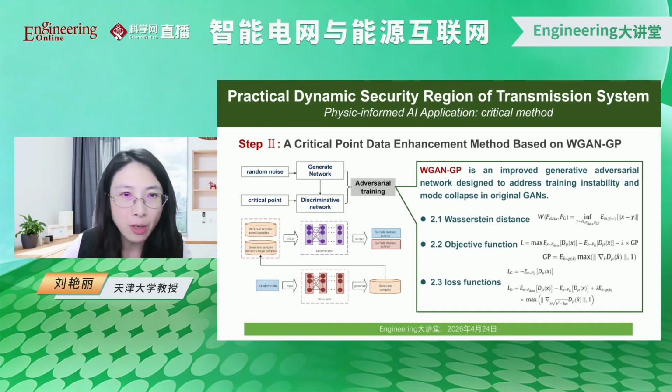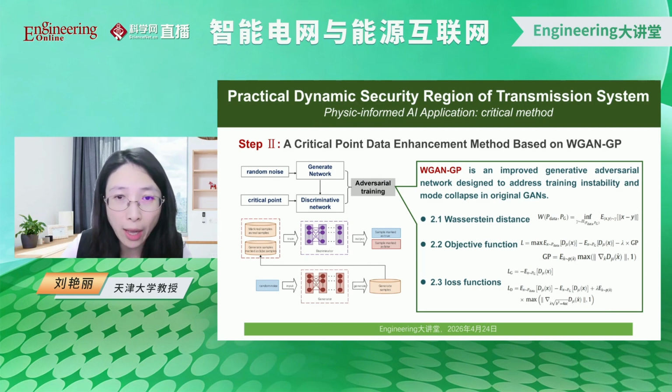And step 2. So since we got the boundary located inside the space, that means the critical operating area, we have already known that. So the next step is how can we obtain enough sample data to help us generate the final boundary. So we bring in the WGAN-GP method. It is an improved generative adversarial network designed to address training instability and mode collapse in original GANs. And we improved it through these packs.